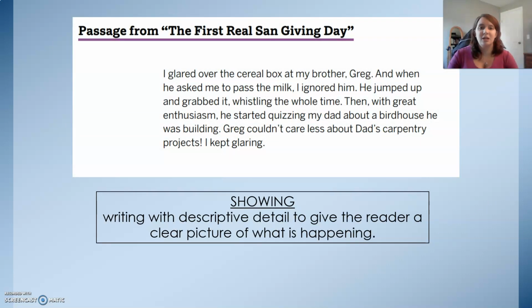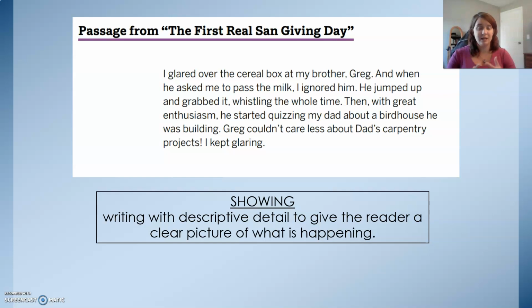So this is an example of showing. "I glared over the cereal box at my brother Greg, and when he asked me to pass the milk, I ignored him. He jumped up and grabbed it, whistling the whole time. Then, with great enthusiasm, he started quizzing my dad about a birdhouse he was building. Greg couldn't care less about Dad's carpentry projects. I kept glaring." So for this one, remember we're writing with descriptive detail to give the reader a clear picture of what's happening.